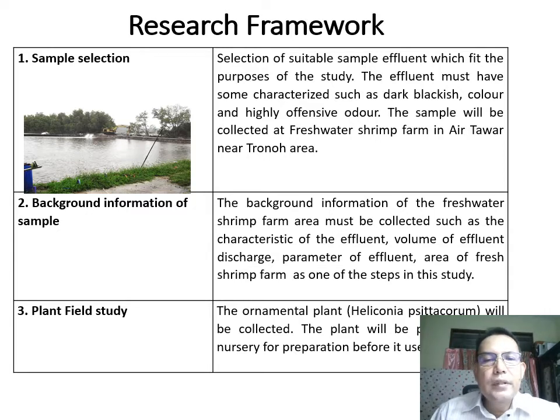First, sample selection. Selection of a suitable sample effluent which fits the purpose of the study must be done. Second, background information of the sample. The background information of the freshwater stream farm area must be collected, such as the characteristic of the effluent, volume of effluent, discharge parameter of effluent, and area of the freshwater stream farm as one of the steps in the study. Third, plant field study. The ornamental plant Heliconia pittsdorcorum will be collected. The plant will be collected in the area of Trono, nearby University Technology Petronas.